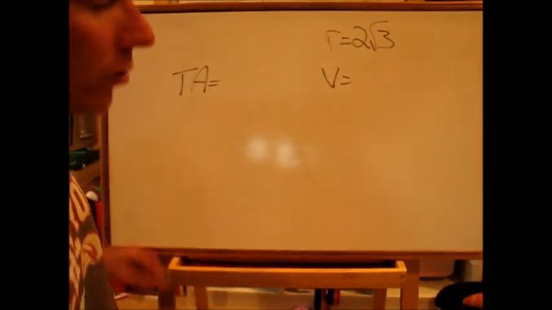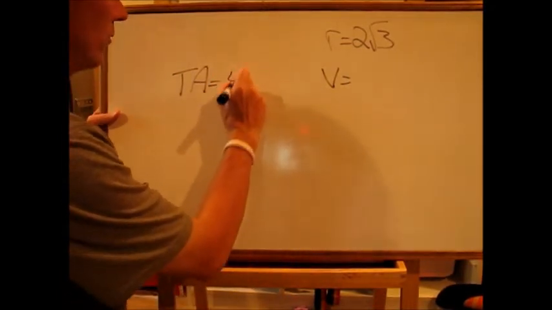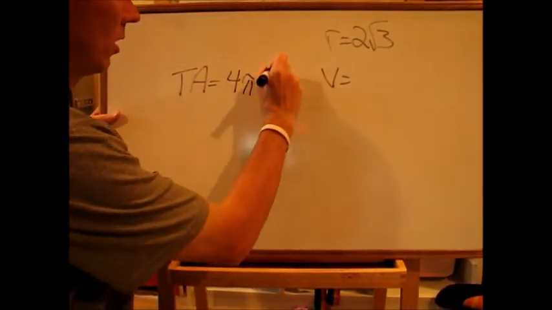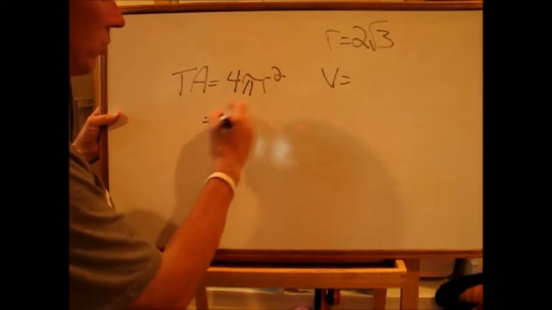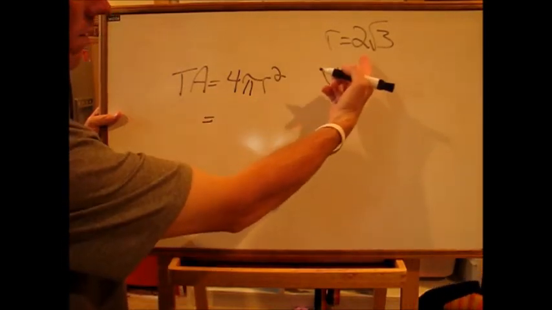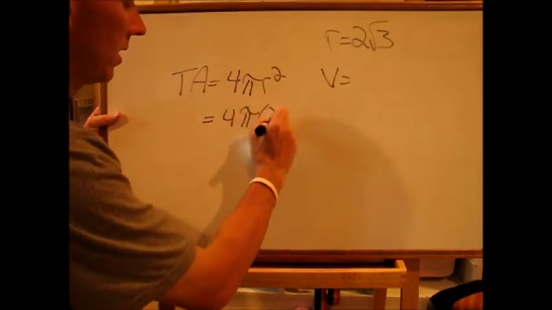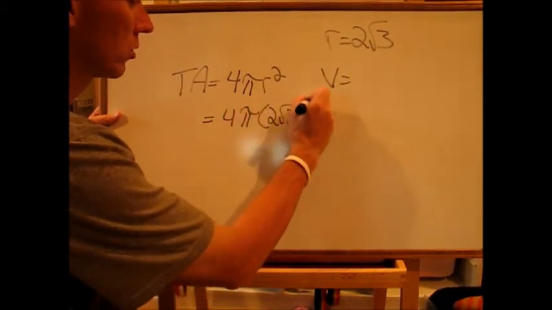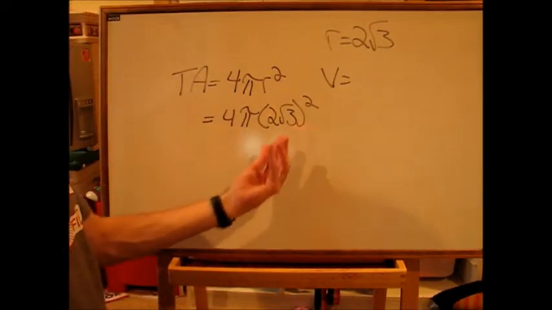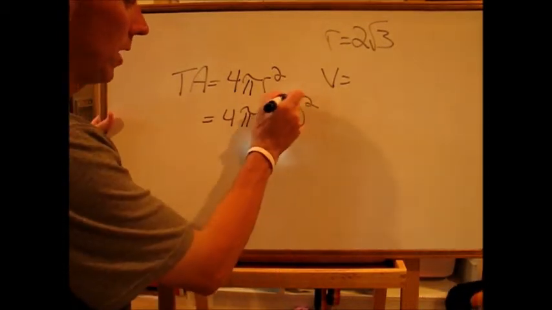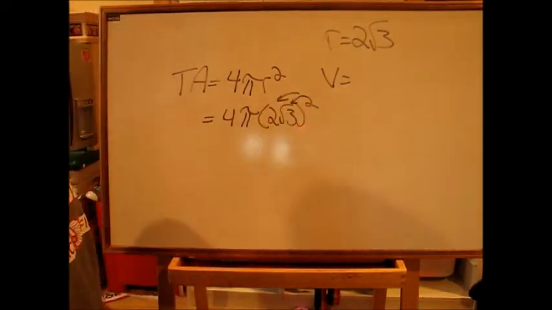Now if we look at the total area, again, that formula was 4 pi r squared. What are we substituting in for the radius? Thanks, everybody said 2 root 3. So we got 4 times pi times 2 root 3 squared. Now when we square something like 2 root 3, just keep in mind you have to take that power and apply it to both things.